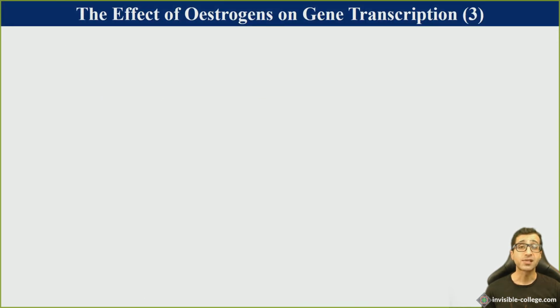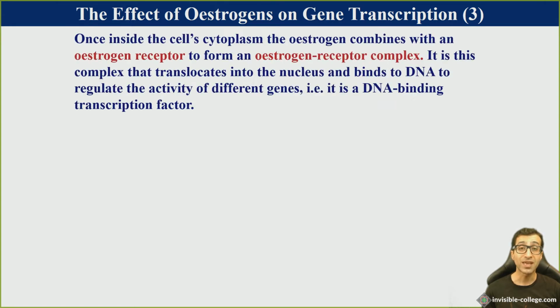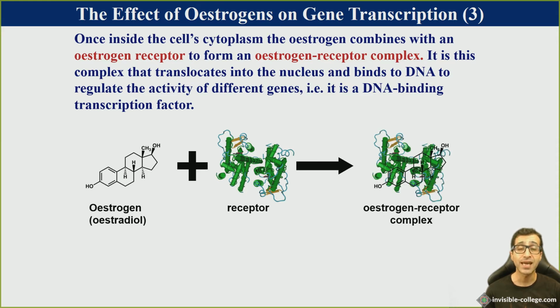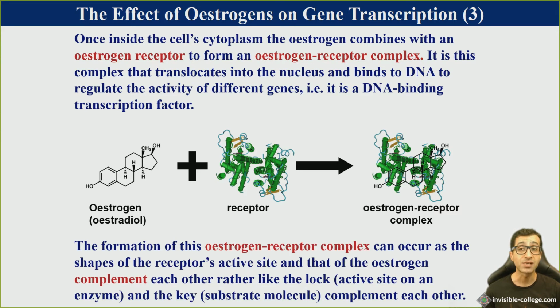Once inside the cell's cytoplasm, the estrogen can combine with internal cytoplasmic estrogen receptors to form the estrogen receptor complex. It's this complex that translocates into the nucleus and then binds to the DNA to regulate the activity of different genes. So in this sense, it's a DNA binding transcription factor. The formation of the estrogen receptor complex can occur as the shape of the receptor's active site and that of the estrogen molecule complement each other. And this, again, is rather like a lock and a key. So you may have come across, well, hopefully by now you will have come across, the lock and key hypothesis before.